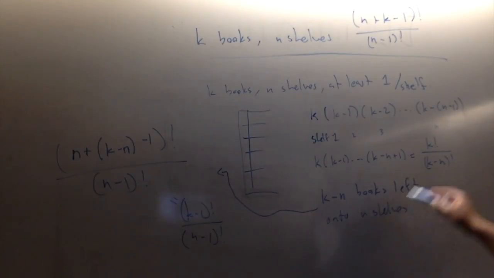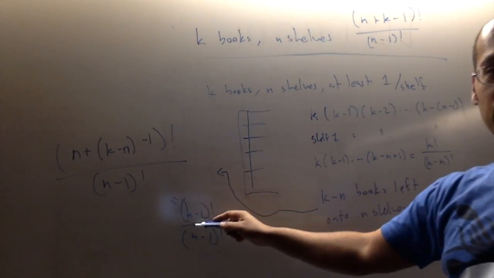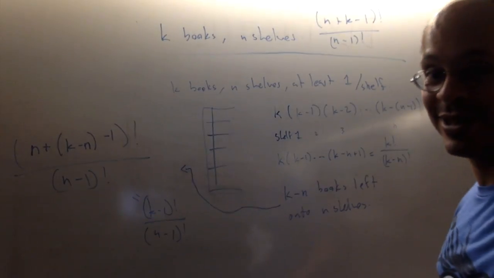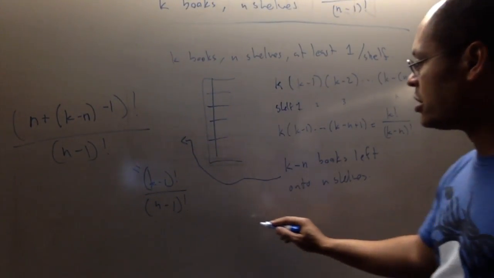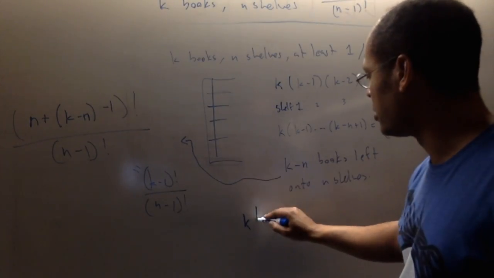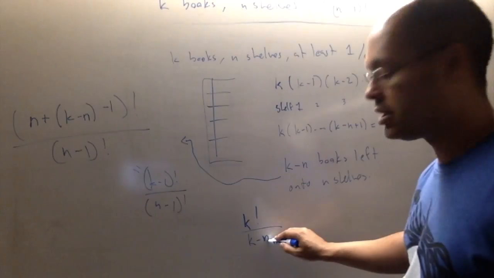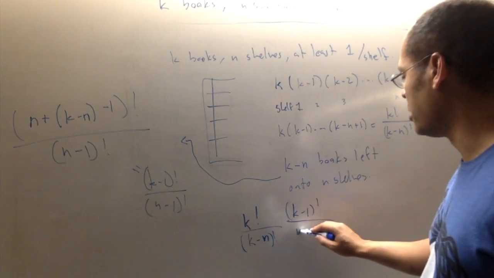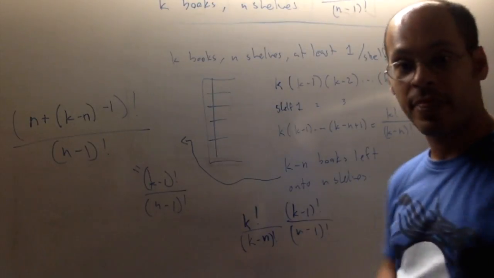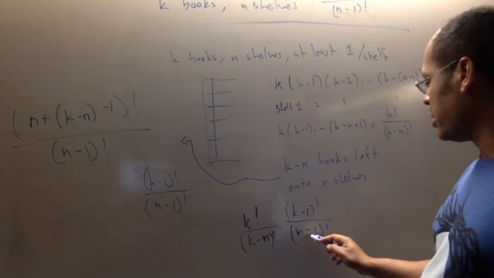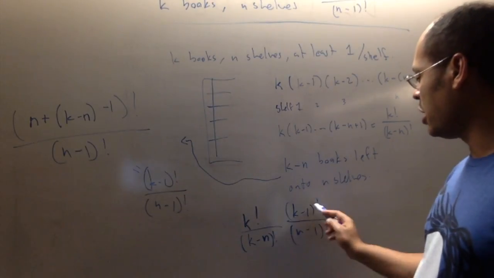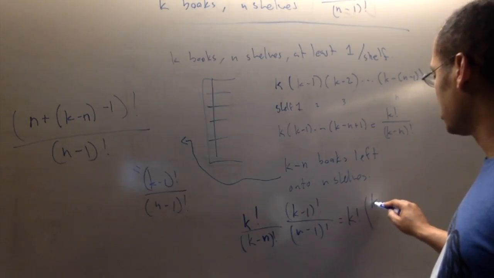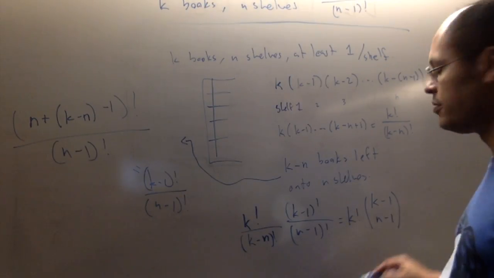And so altogether, what do we get? We get the number of ways of placing the first books times the number of ways of placing all of the rest of the books. Let's just multiply those two things together and see what it looks like, because it'll look nice, right? And why else would we do it if it didn't look nice? So what does it look like? It's k factorial divided by k minus n factorial, and then times this, k minus 1 factorial divided by n minus 1 factorial. But look, if you add n minus 1 and k minus n, those n's cancel, you get k minus 1. So these three guys group together to give us k factorial times k minus 1 choose n minus 1. Lovely.